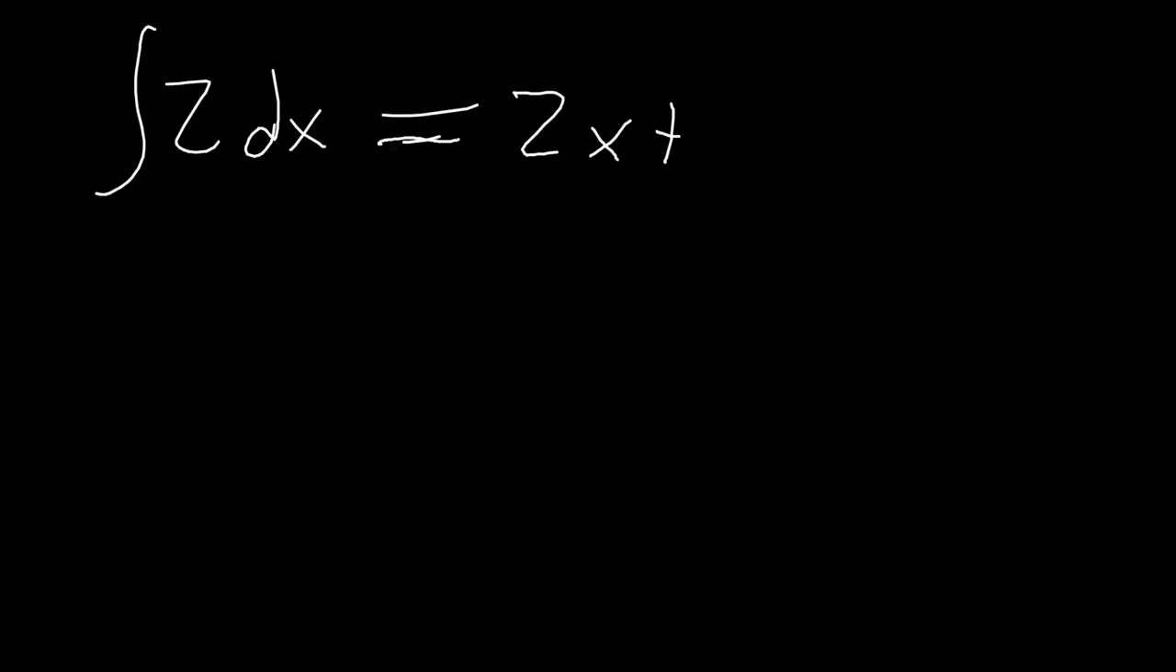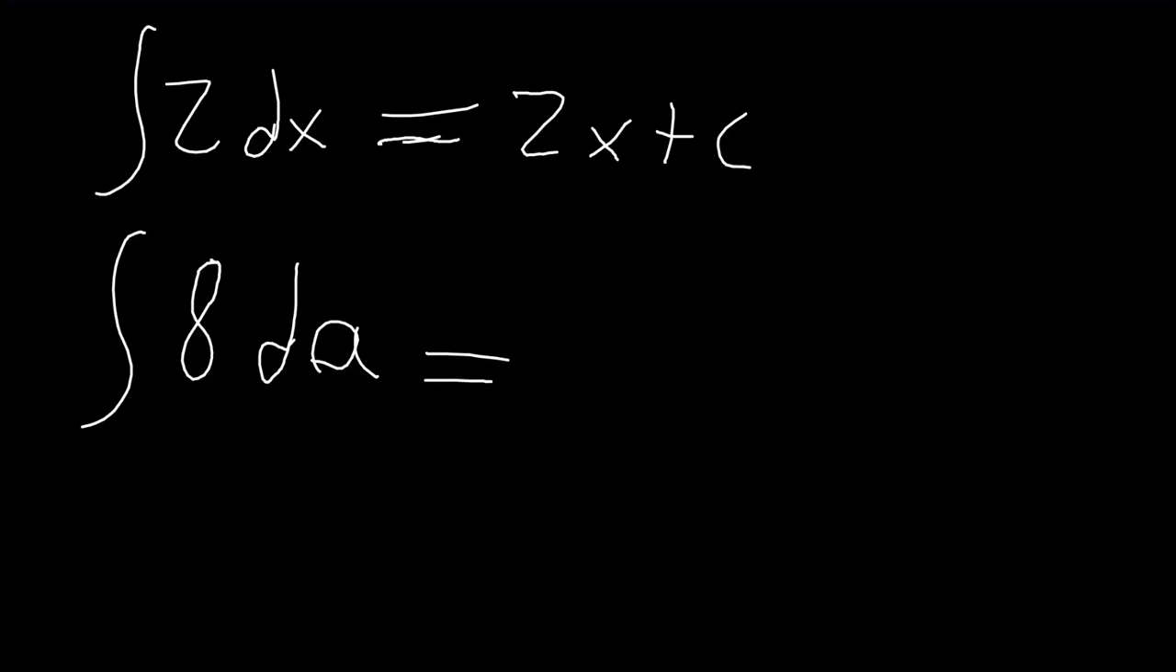Okay, so now let's try finding the antiderivative of 2 dx. Using the formula earlier, this is just 2x plus c. Now let's try the antiderivative of 8 with respect to a. So what would this be? Well, if we're taking the antiderivative with respect to a, we just follow the same logic as above. The formula still applies, but we just change the x to an a. So it's 8a plus c.